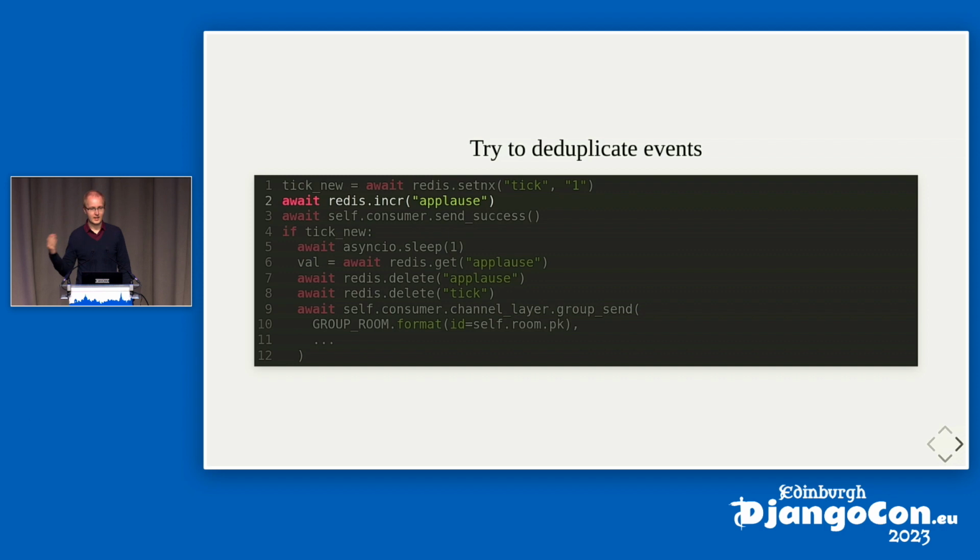And then we increment the count of how many people applauded. And then we tell our client, okay, we've handled your command, go back to doing other things. And then we check if we actually set the new Redis key. And if we did, we are the first client to hit the applause button since the last cycle. If another person now executes the same command in the client, the setNX will return false, and we will not enter this if branch because the tick key already exists.